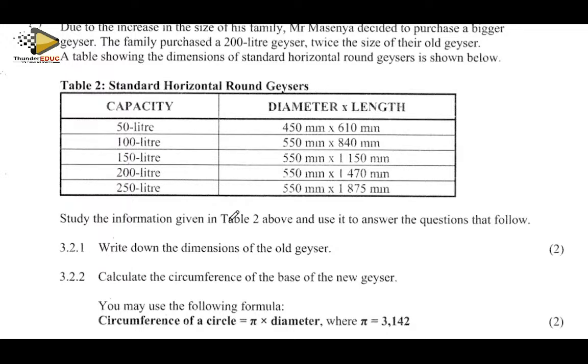Question number 3.2. Due to the increase in the size of the family, Mr. Masenya decided to purchase a bigger geyser. The family purchased a 200-liter geyser, twice the size of their old geyser. The table shows the dimensions.